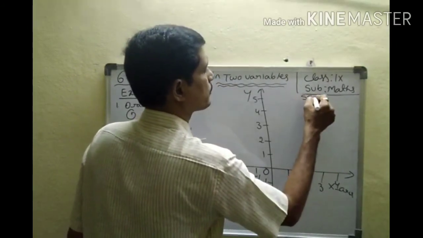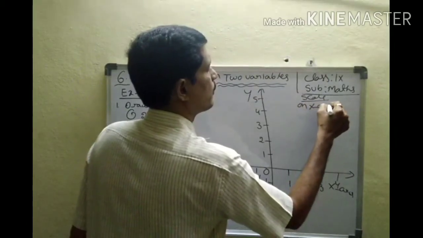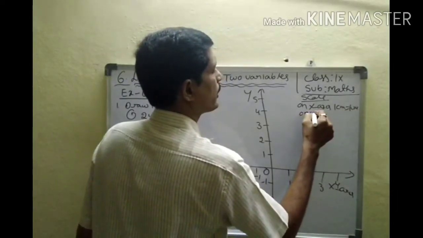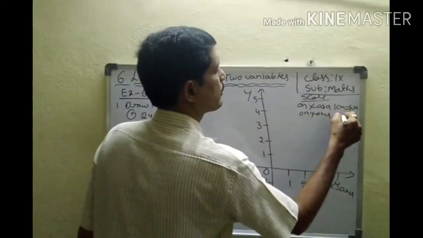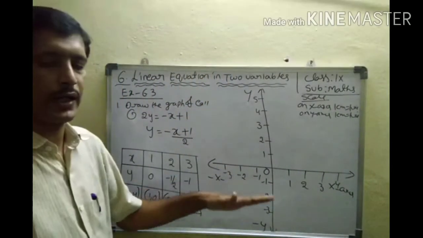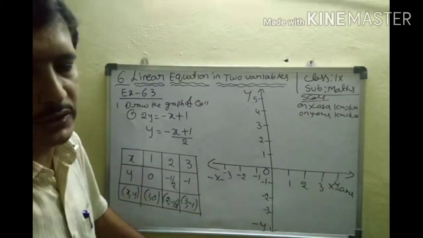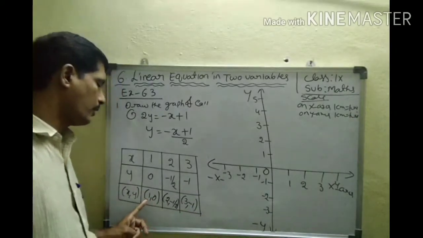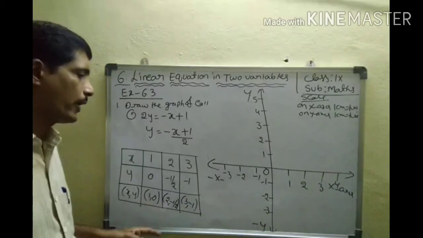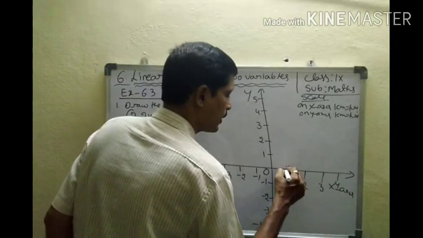Here write the scale. On the x-axis, 1 centimeter equal to 1 unit. On the y-axis, 1 centimeter equal to 1 unit. Here the horizontal line is the x-axis and the vertical line is the y-axis. The point of intersection of the x and y-axes is the origin. Here the points are 1 comma 0, 2 comma minus 1 by 2, 3 comma minus 1. First, 1 comma 0. Here it is.